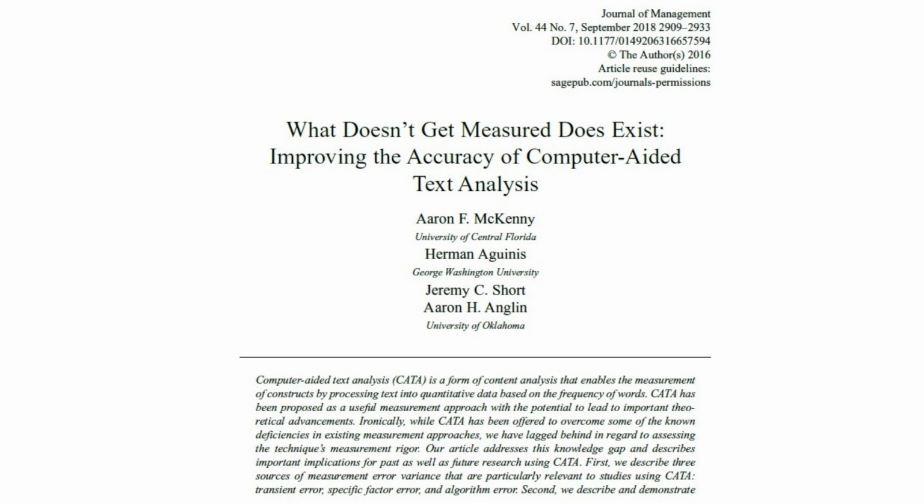That's right. Algorithm error refers to the fact that different CATA software programs might process and count words slightly differently. So two different programs analyzing the same text could potentially come up with different results. Potentially, yes. That seems like a recipe for confusion. It can be, but thankfully, the research found that this type of error was less of a concern compared to transient and specific factor errors.